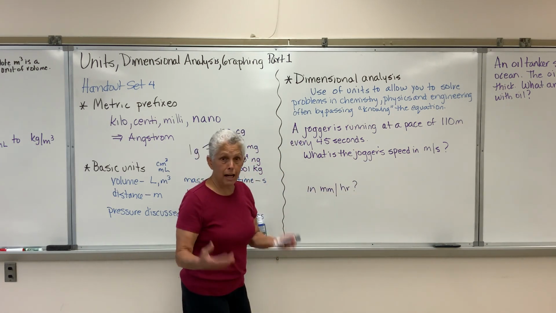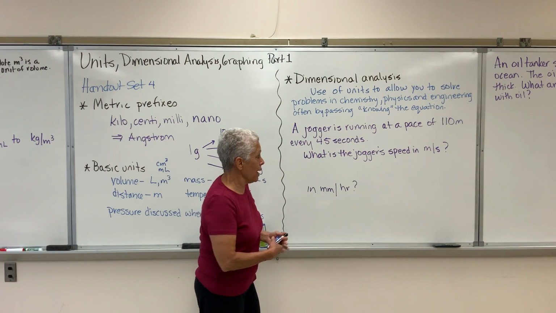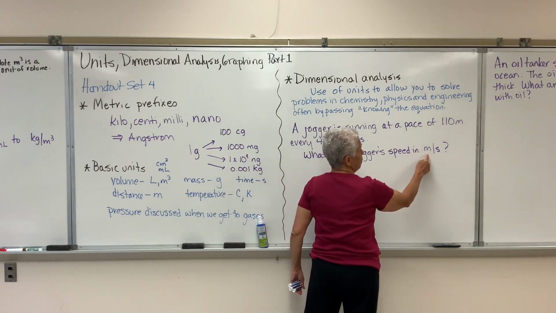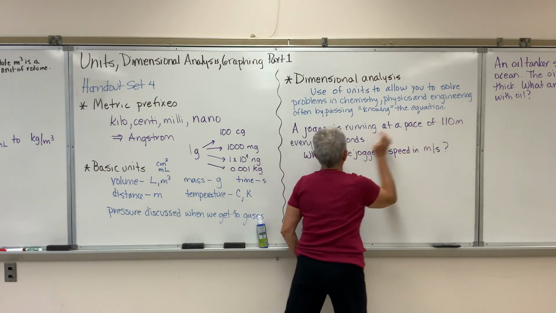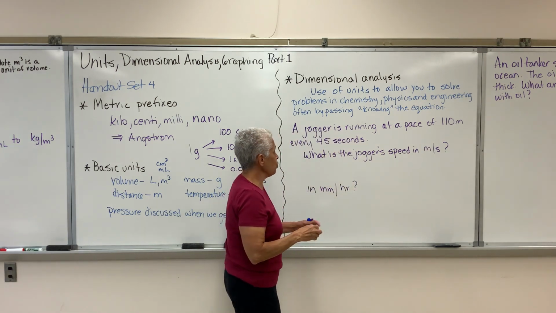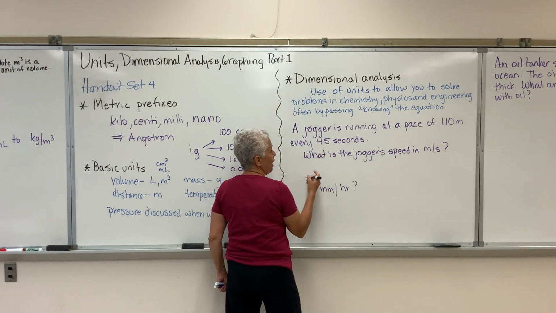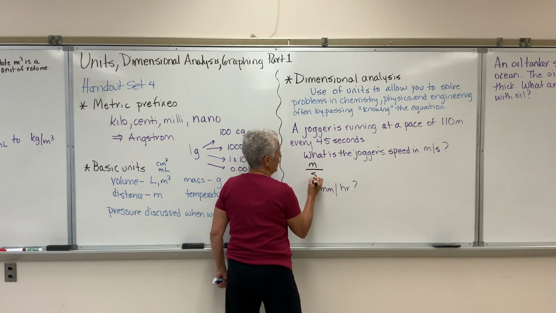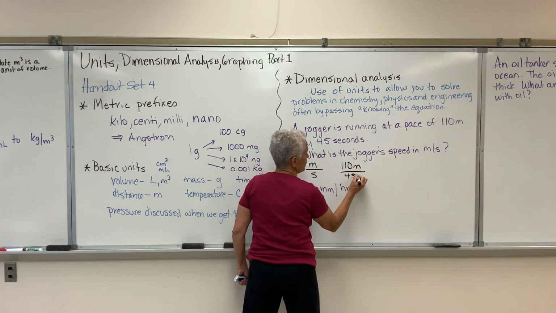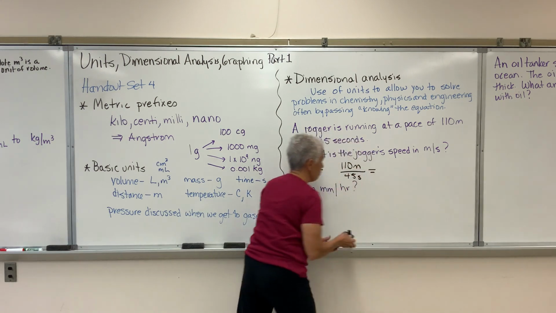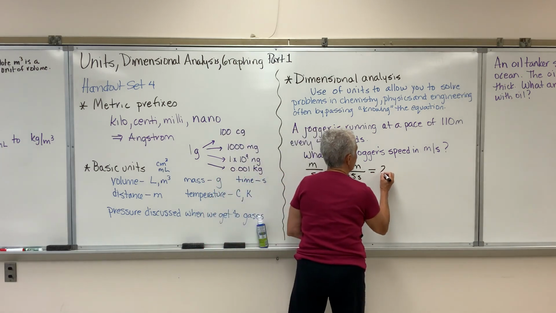A lot of people approach this by going, okay, what is the equation for speed, and setting it up. I just look at the units. I've got meters, there's my meters. I've got seconds, there's my seconds. So I have to take the meters and divide them by the seconds. I don't have to waste any time thinking about what is the equation for this. I have to have units of meters over second. So I'm going to take 110 meters divided by 45 seconds. And so the average speed of the jogger is 110 divided by 45, which is 2.4.